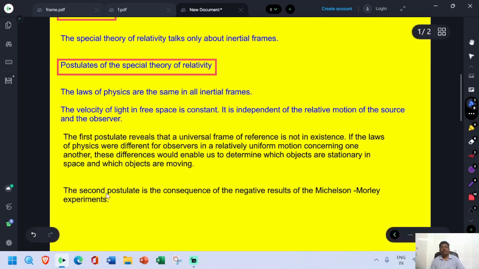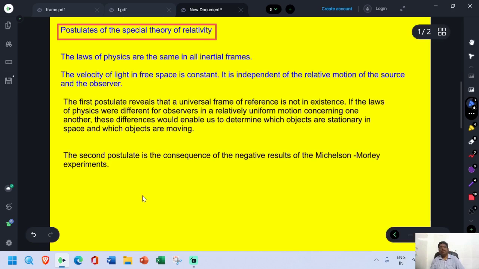Then in the case of postulate 2, the velocity of light in free space is always a constant. In the case of Michelson and Morley experiment, we are using the terms c plus v and c minus v. If they use c plus v and c minus v, they have had negative results. The experiment has given negative result.